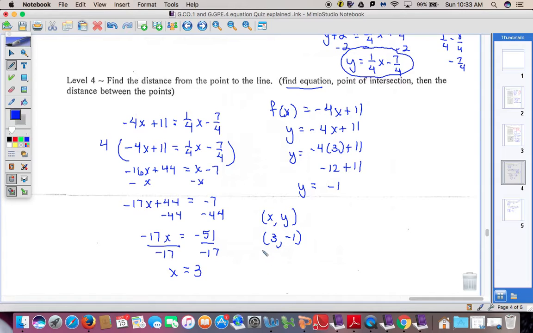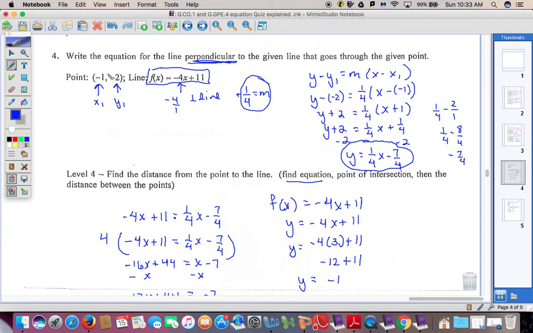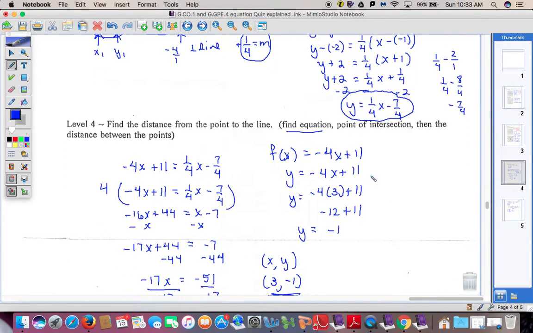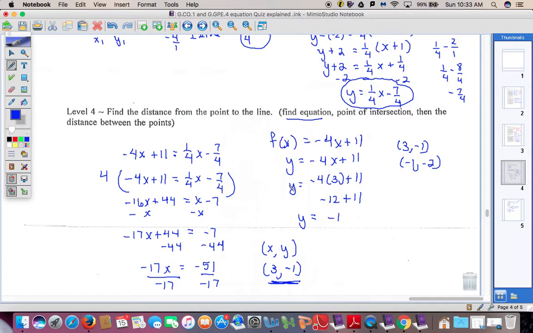Now I'm going to find the distance between this point and my given point, and my given point was (negative 1, negative 2). So my two ordered pairs are (3, negative 1) and (negative 1, negative 2). My distance equation is the square root of (x2 minus x1) squared plus (y2 minus y1) squared.